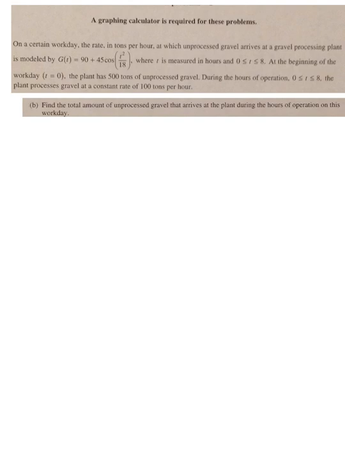Okay? So part B wants the total amount of unprocessed gravel that arrives at the plant during the hours of operation. Well, we know the hours of operation are for time 0 to time 8, right? But remember, G of t represents the rate of unprocessed gravel. So if we have a rate, but we want an amount, what do we have to do? We have to integrate, right? So we're just going to integrate G of t from 0 to 8, and then plug it in your calculator.